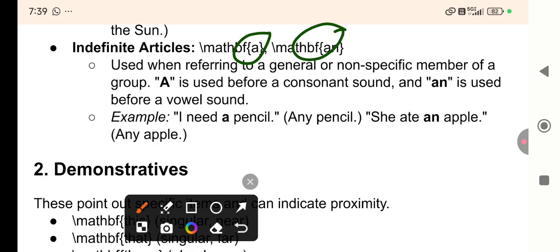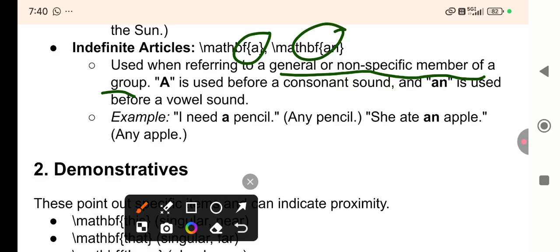So they are used when referring to a general or non-specific member of a group. If I say, a student of third year came to me in the morning, any student, right? So a is used before a consonant sound, and an is used before a vowel sound, that is different, but a or an is used for general. The difference between a and an depends on sound, right?